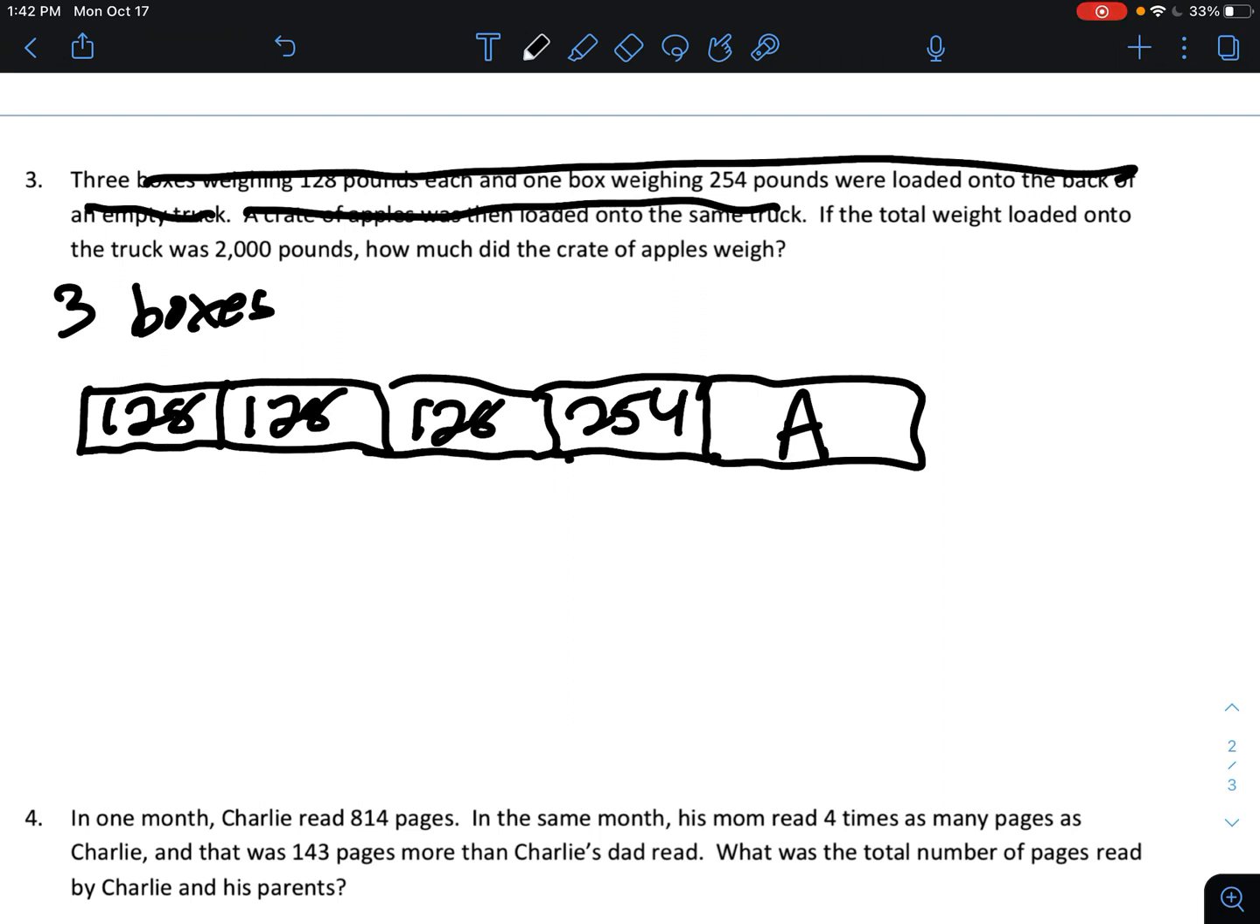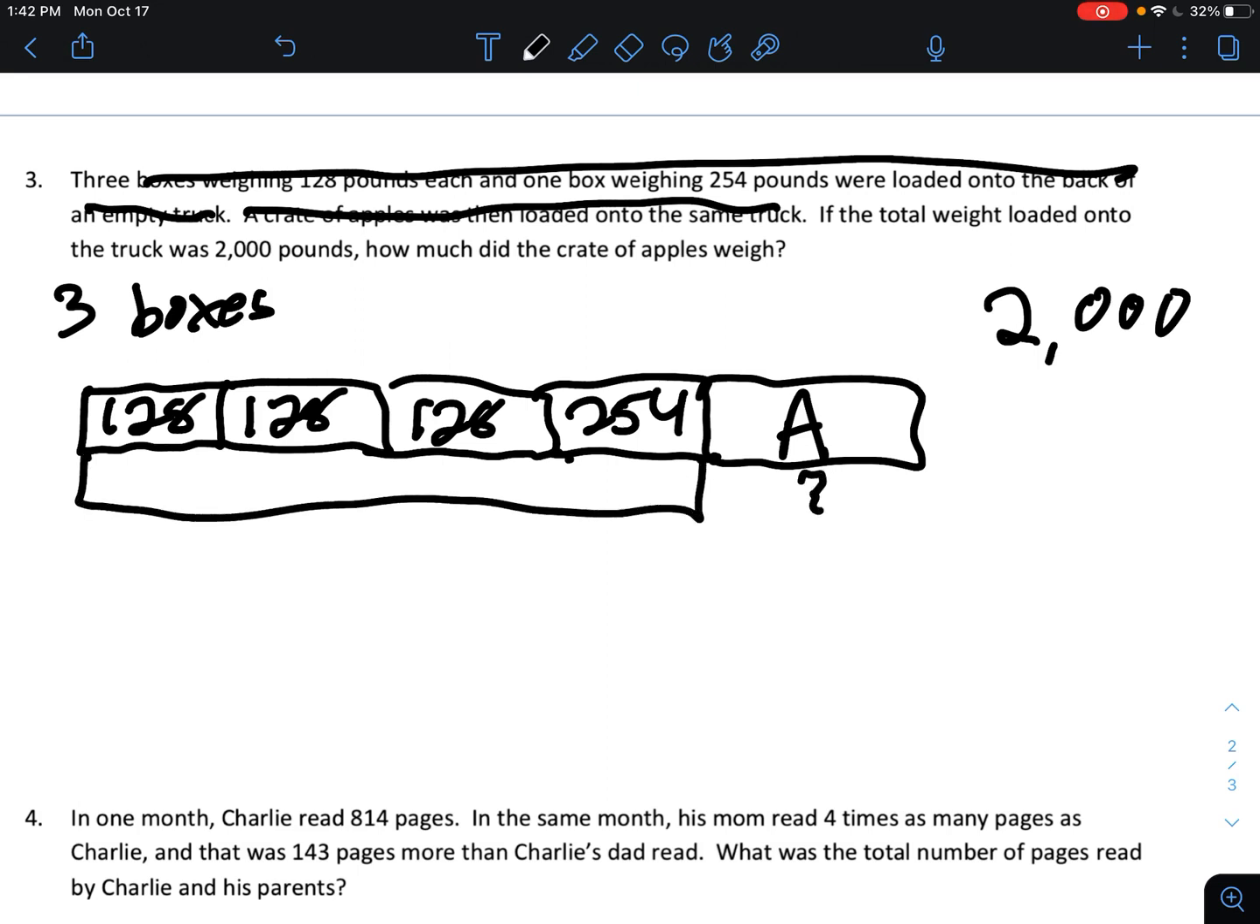If the total weight loaded onto the truck was 2,000 pounds, so we already know the total, how much did the crate of apples weigh? All right, see if you can solve this. See if you can figure out what to do. All right, so hopefully you realize that you know this information and you have to figure out this. So you take what you know to figure out what you don't know. So the first thing you do is you add these four totals together.